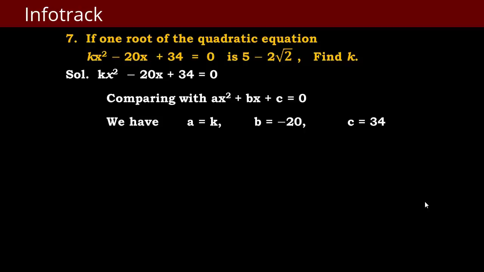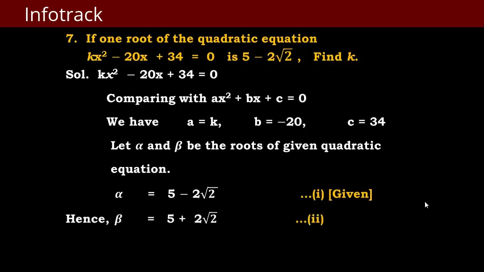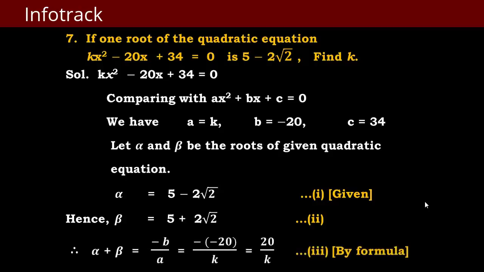See student, we know that alpha and beta be the roots of the given quadratic equation. Now see, one root is given, so let us consider alpha is equals to 5 minus 2 root 2. So we can write beta is equals to 5 plus 2 root 2, right? So we can find the value of alpha plus beta now. See, alpha plus beta is minus b upon a, that is minus 20 upon k. Minus minus becomes plus. So 20 upon k, equation number 3.